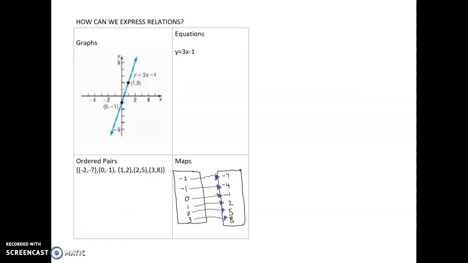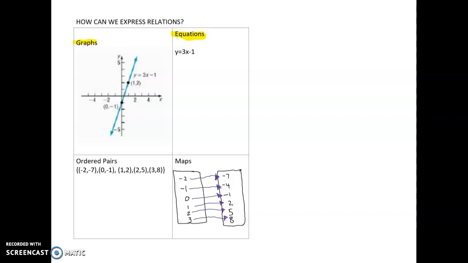Relations can be expressed in different ways. There are 4 different ways that our textbook shows relations. We'll see relations as graphs, like we have here. We have a line graphed. Y equals 3x minus 1 is the equation that goes with that relation. So we can express relations as graphs or equations.